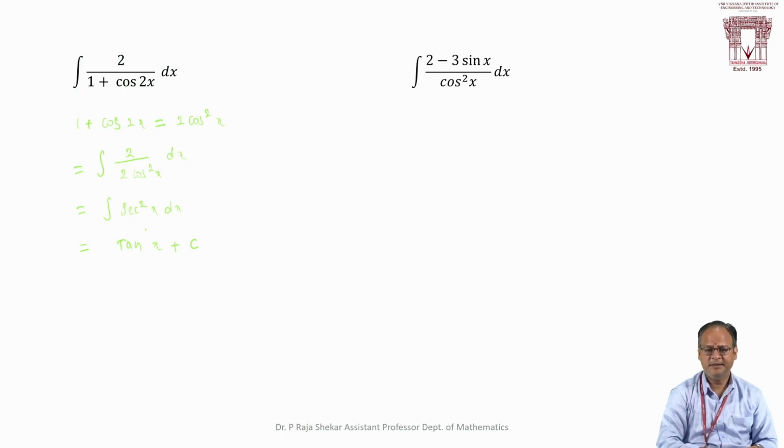One more of this kind in trigonometric formula. Previously we used the integration of x power n. Now it is the integration of trigonometric functions. So now what do we have? It is 2 minus 3 sin x divided by cos square x. So how could we write this? We can split this into 2 divided by cos square x minus 3 into sin x divided by cos square x.